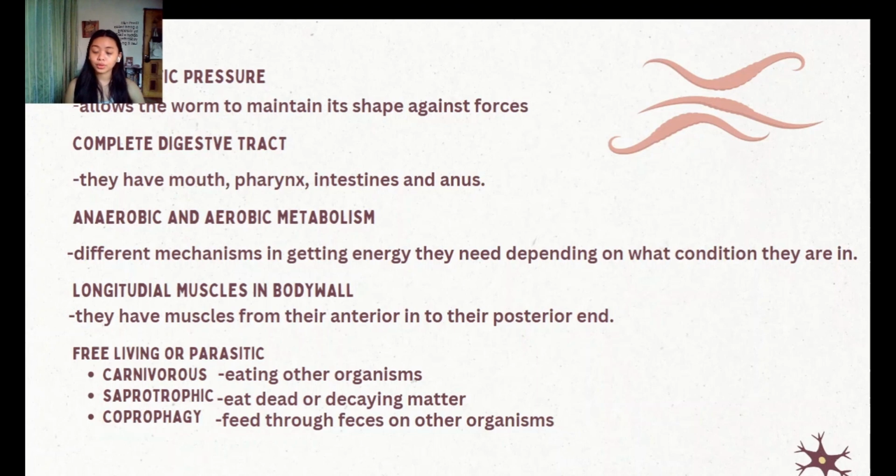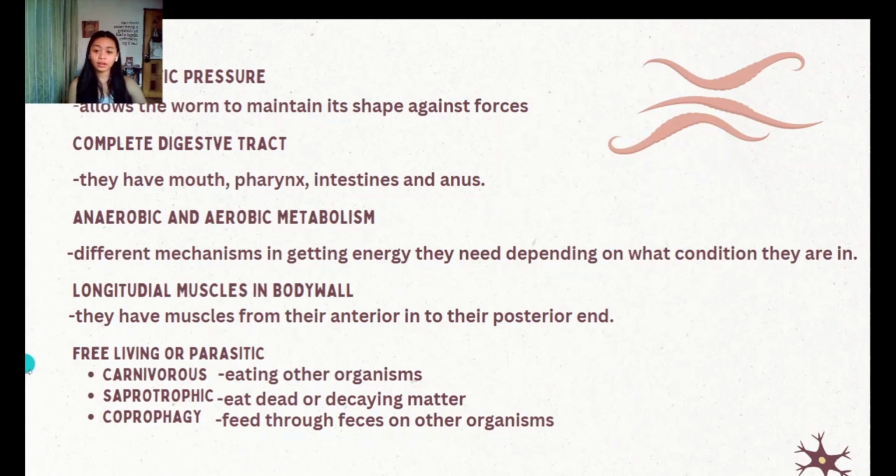Our roundworms have longitudinal muscles in the body wall. They have muscles from their anterior up until their posterior end. And they don't have any muscles that surround their circumference. And so in that way, it can make a huge impact on the way they move.